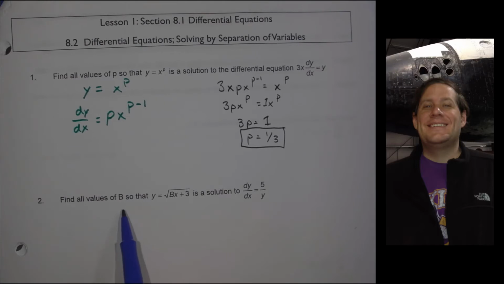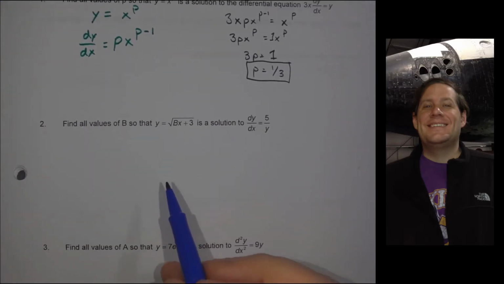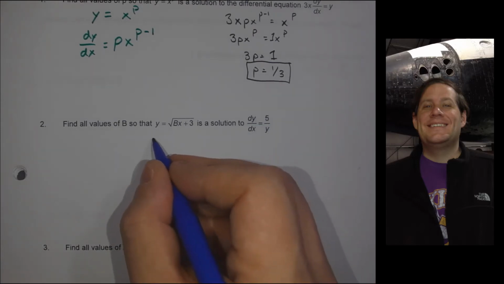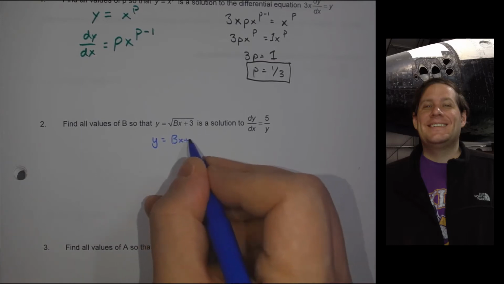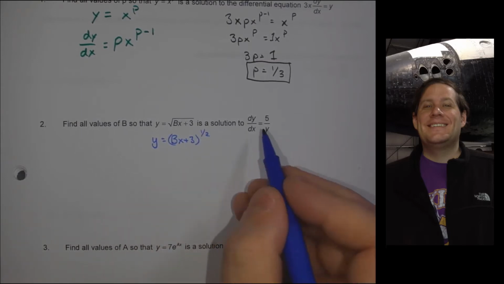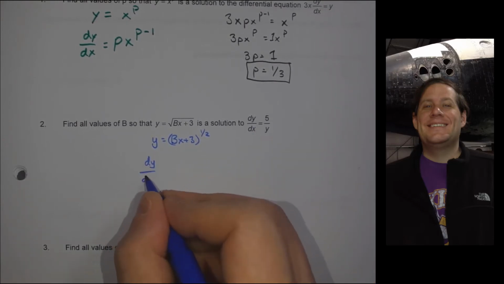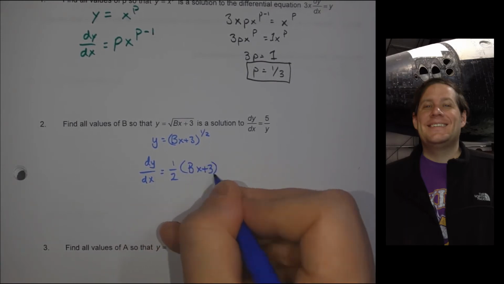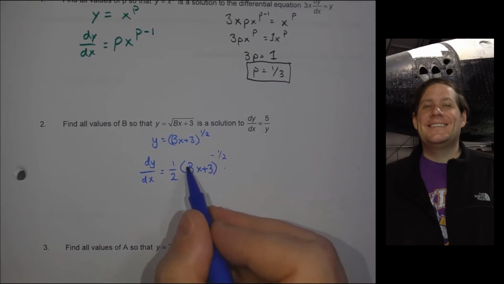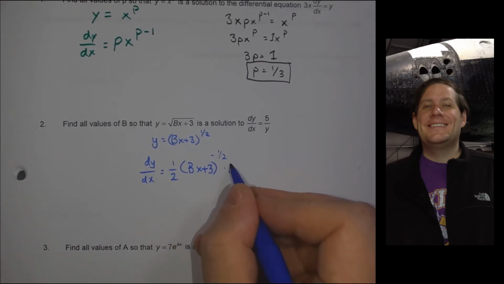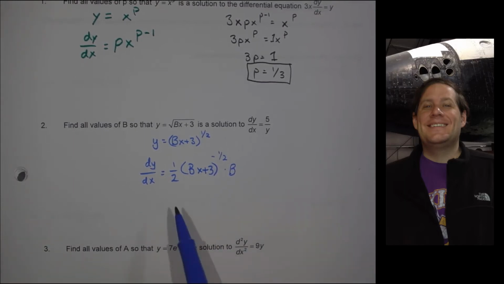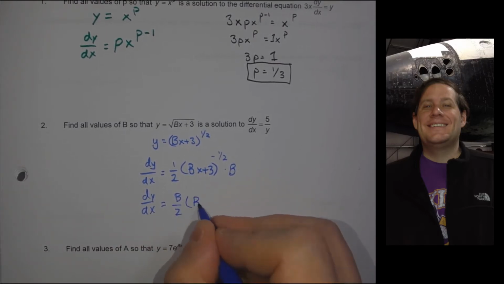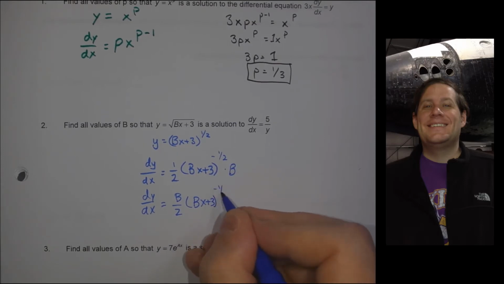Next, find all values of capital B so that y equals the radical of bx plus 3 is the solution to this differential equation. Let me rewrite this as y equals (bx plus 3) to the power of 1/2 so that it's easier to take the derivative. By the power rule, dy/dx would be 1/2 (bx plus 3) to the power of negative 1/2, and then by the chain rule we have to put a b in there as well. So this provides dy/dx as b over 2 (bx plus 3) to the negative 1/2 power.